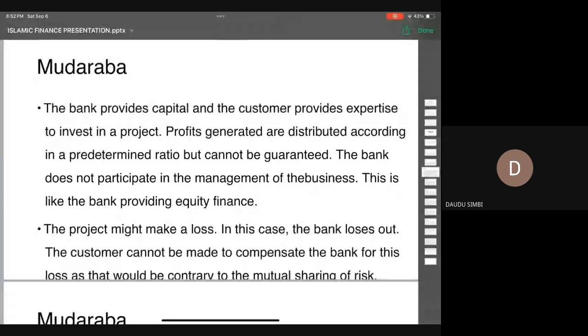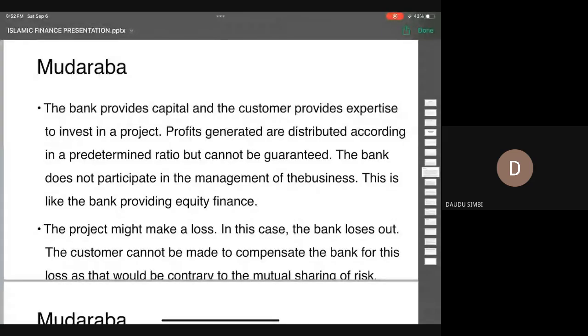The project might make a loss in this case. The bank loses out. The customer cannot be made to compensate the bank for this loss, as that would be contrary to the mutual sharing of risks.